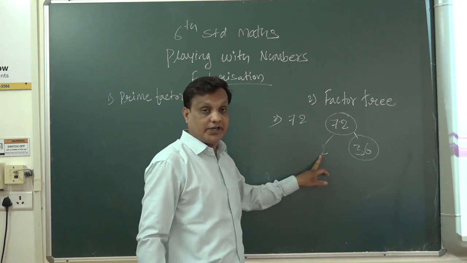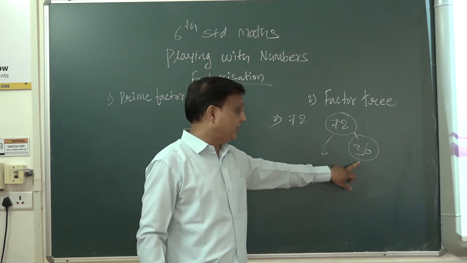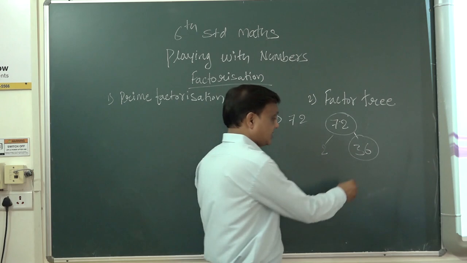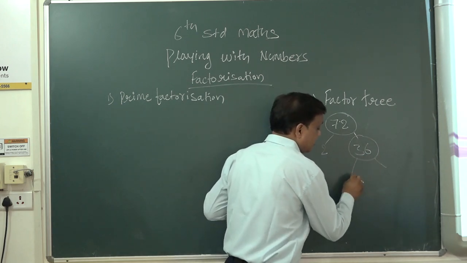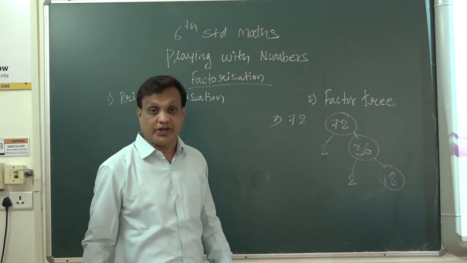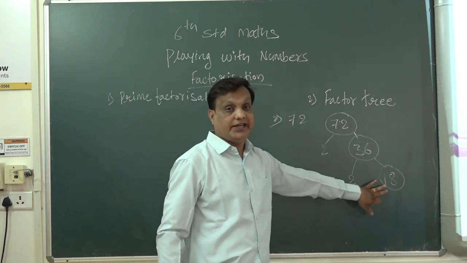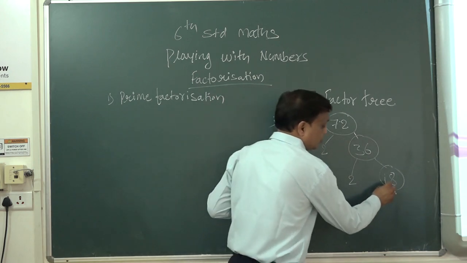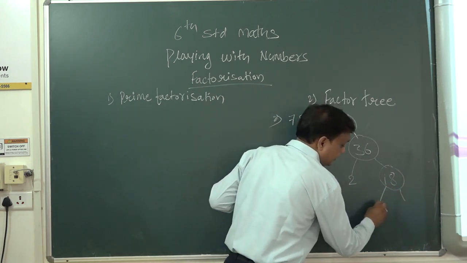Now 2 is a prime number, it is not going to be divided further. This 36 is going to be divided. Now for 36 again you have to put 2 legs or 2 hands. 2 18s are 36. Now 2 is again a prime number, it is not going to be divided. Now again you have to take 18. What do we have to do? 18, now 2 hands here. What will 18 become?